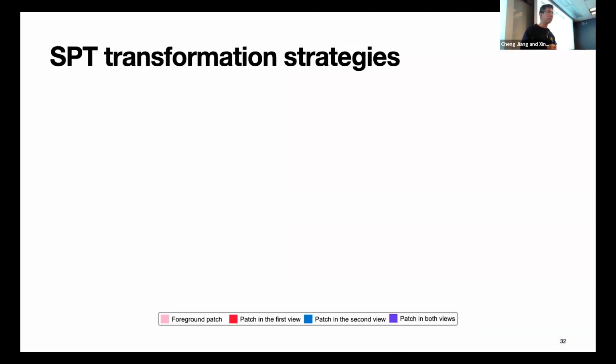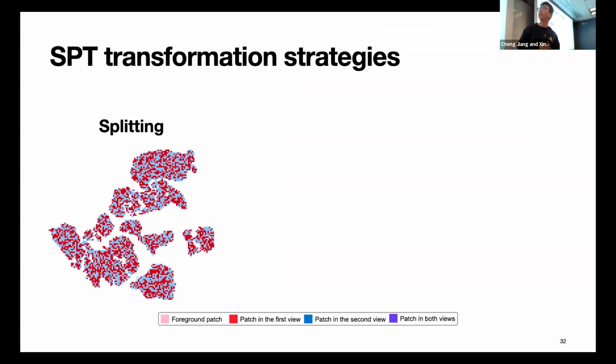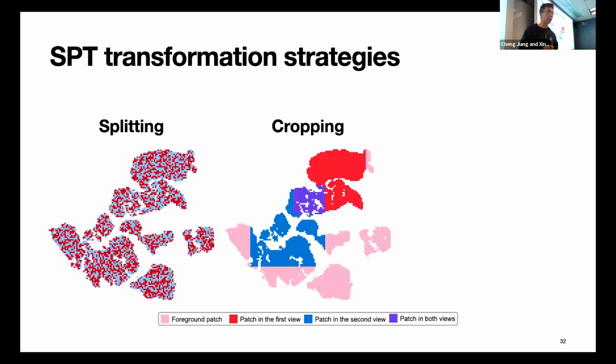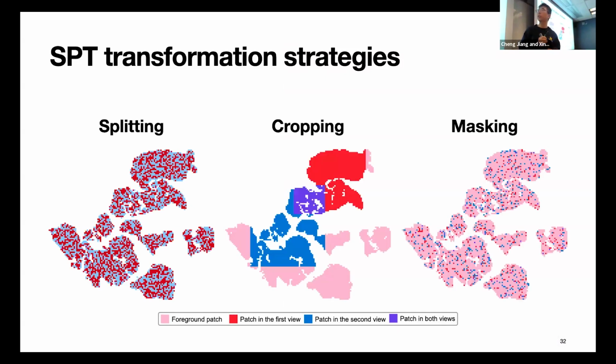Here we propose three different ways to handle them. First is splitting, then cropping, and the last one is masking. The splitting is specifically designed to decrease the mutual information between two different views, because as we have shown in the previous HiDisk patch augmentation, if we just apply patches, basically the two views will have exactly similar information.